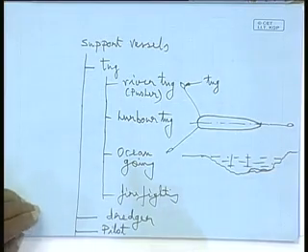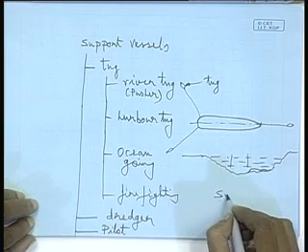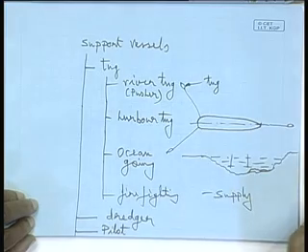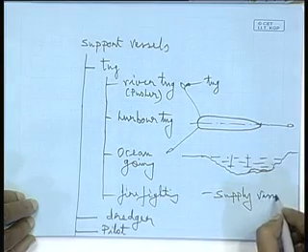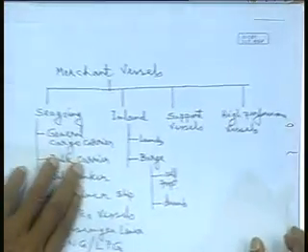And there are other types of support vessels, like the supply vessel, which is used to supply provisions and other equipment to offshore platforms. Supply vessel, right? So, there can be some more support vessels, but these are the general ones.